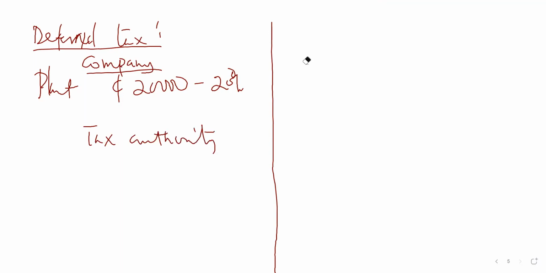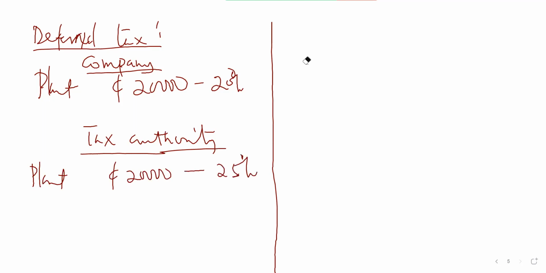Okay. You see that the tax authority will also be having a plant. What will be the cost in the books of the tax authority? What will be the cost of the plant? It will still be the 20,000, isn't it? But they are now depreciating these assets at 25%. Looking at these two different entities, which of them is going to exhaust the assets earlier? The tax authority, isn't it?